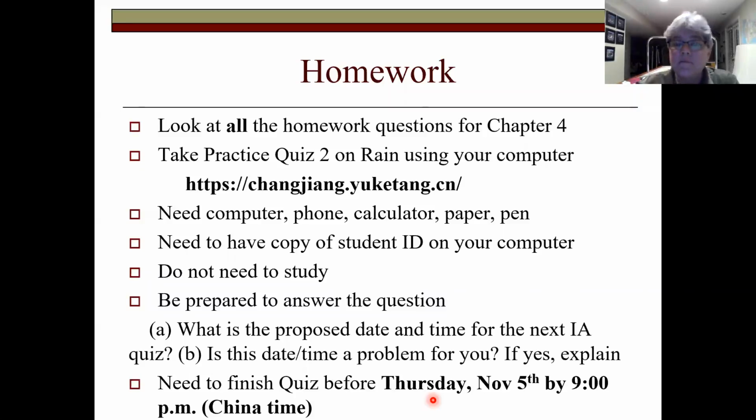I think for probably half of you, this will be easy. You've been doing fine. You understand RAIN. The rest of you who've been struggling with RAIN, you need to take this opportunity to learn how to use it properly, because there will be more quizzes. There will be a final exam. You have to learn how to use this system.